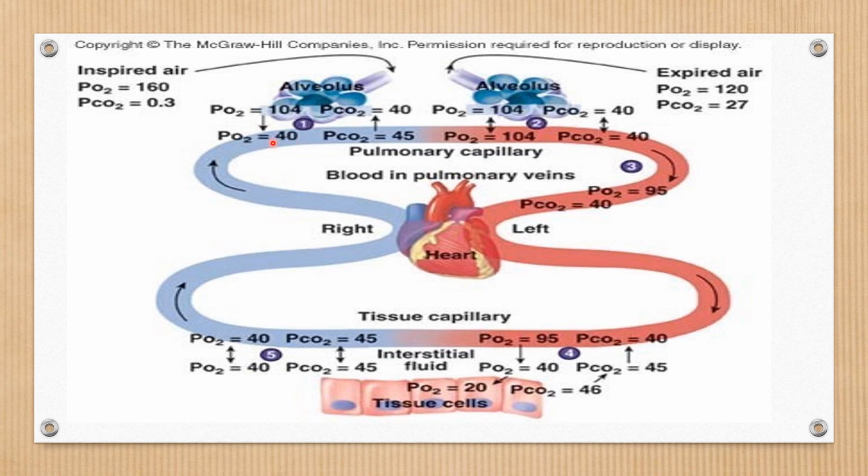So normal transit time is 0.75 seconds, and only one third of that, that means 0.25 seconds, is needed for the equilibration of the oxygen gas. So what is the use of that extra 0.50 seconds of the blood staying in the capillary? It provides a safety margin that ensures adequate oxygen uptake during periods of stress like exercise, exposure to high altitude, or impaired diffusion.